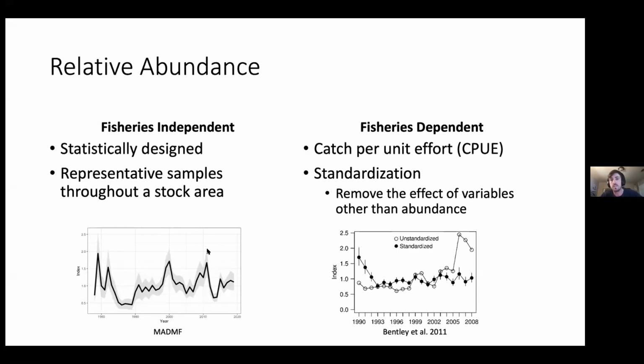However, you can also use fisheries dependent data. Using this to create a time series of abundance is typically more complicated because fishermen aren't collecting or reporting data with the purpose of creating an abundance time series. So typically this is done through CPUE, or catch per unit effort, standardization, which I'm sure many people have heard about. Basically you take this fisheries data and put it into a modeling framework. The point of this model is to remove the effect of variables other than relative abundance, creating a time series that reflects abundance.